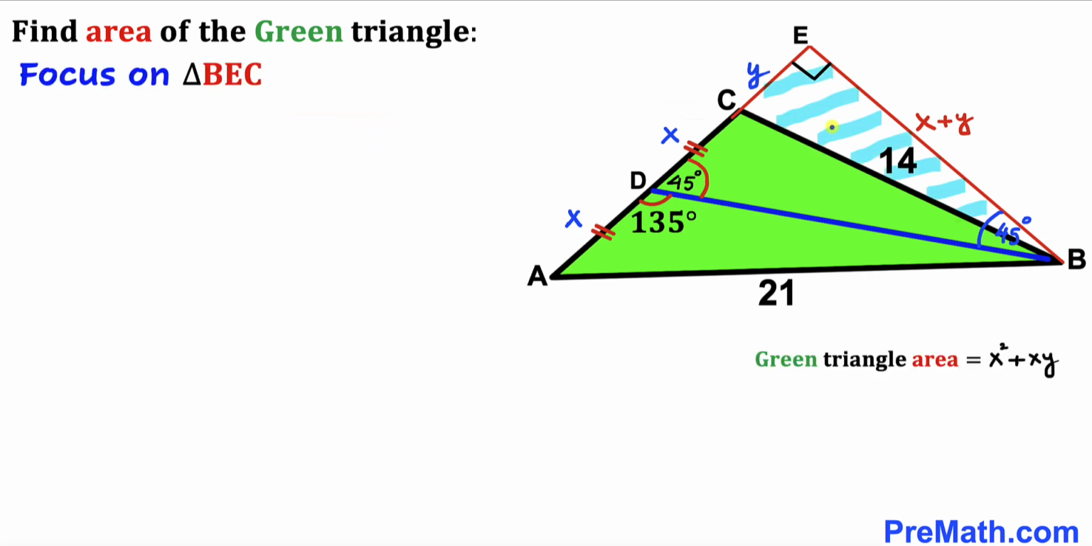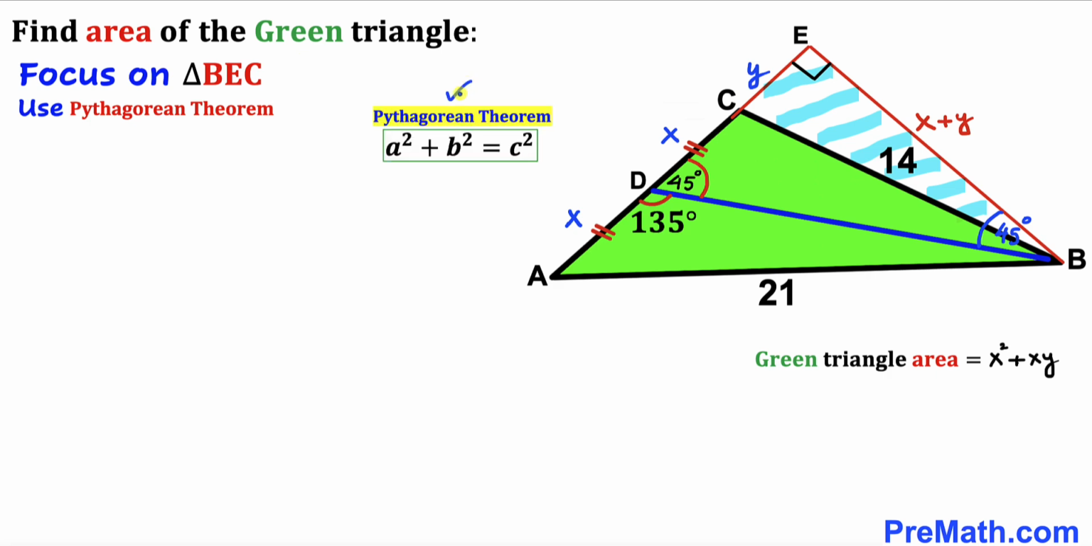Here's our next step. Let's focus on this right triangle BEC and apply the Pythagorean theorem: A square plus B square equals C square. In our case, the hypotenuse is 14, and the other two legs are Y and X plus Y. Let's fill in the blanks in this formula. Y square plus X plus Y whole square equals 14 whole square.